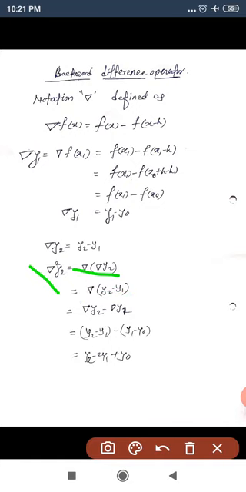Again separate this del. So del of y2 minus del of y1, and del of y2 is equal to what? y2 minus y1. Del of y1 is y1 minus y0. Simplify this, we get y2 minus 2y1 plus y0, which is the second difference operator, the second backward difference operator of y2 or f of x plus h.